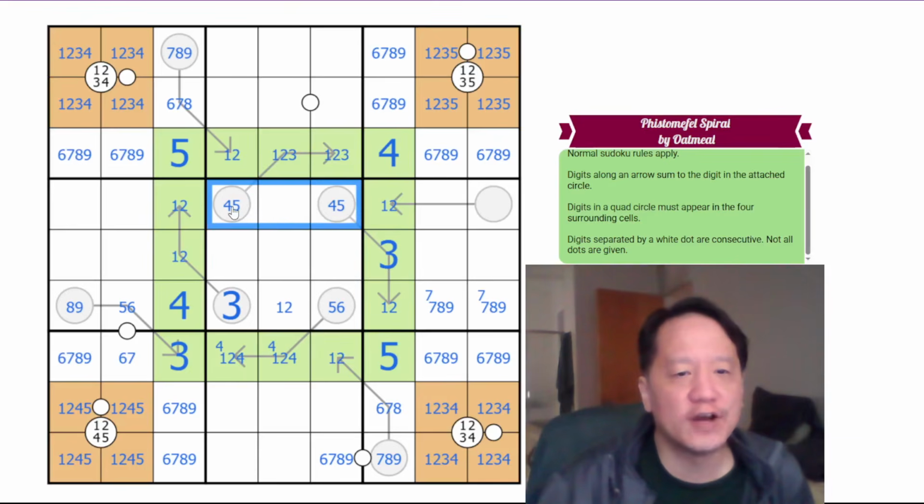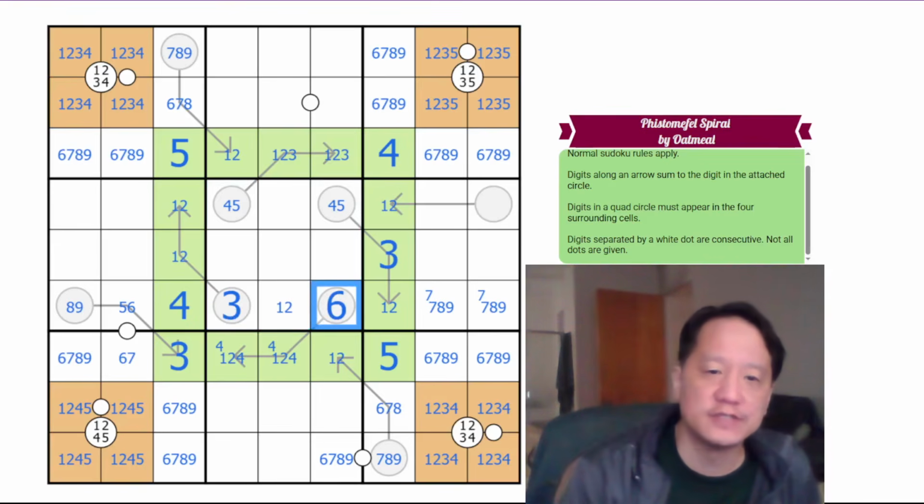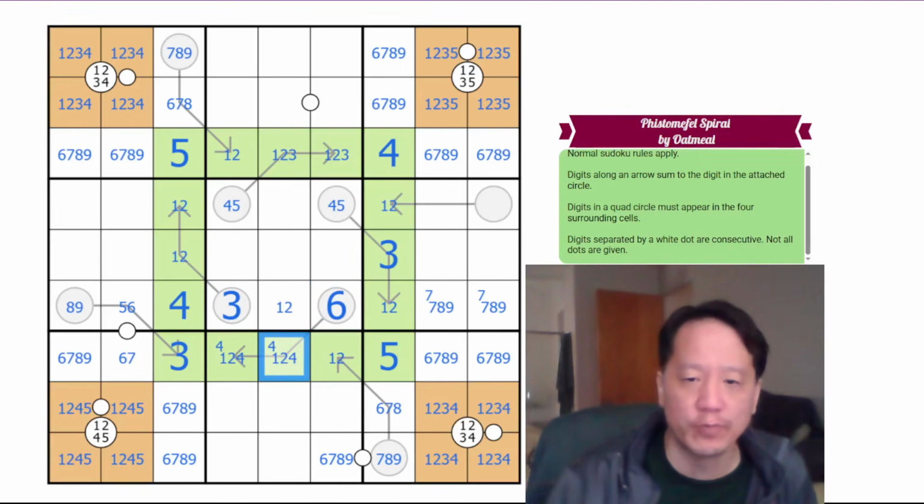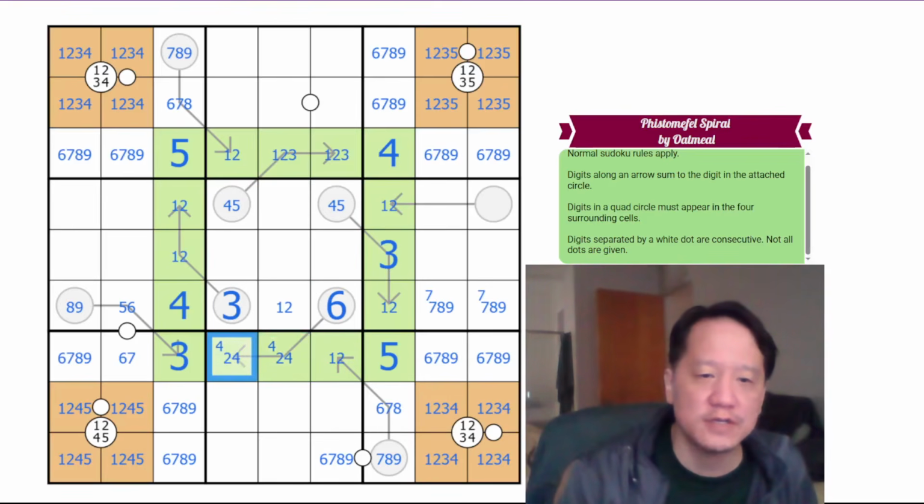Well, we have a 4, 5 pair in the center box, which eliminates 4 and 5 in the rest of the box. So this can't be 5. This is 6, which makes this a 2, 4 pair to add up to 6.